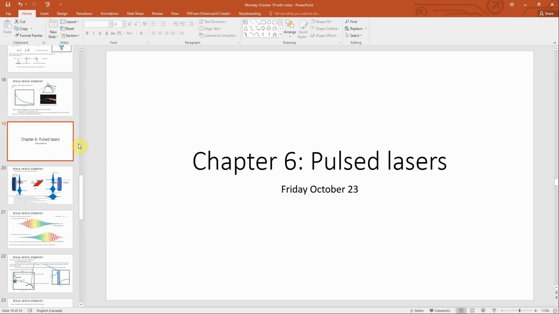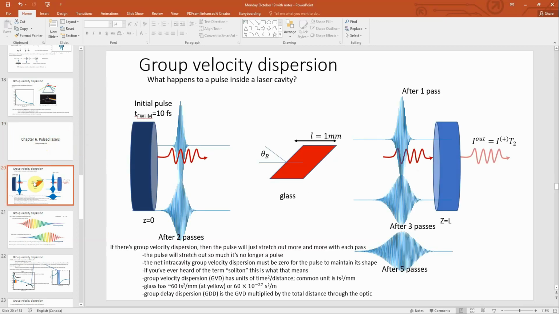We'll be continuing on with Chapter 6, Pulsed Lasers, for Friday, October 23rd. So if you remember what we discussed last lecture, we talked about how you need to have no net group velocity dispersion within a cavity in order to maintain ultra-short laser pulses.